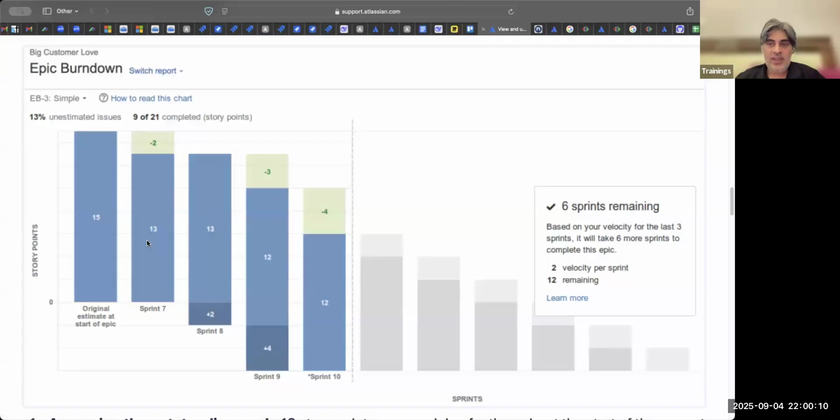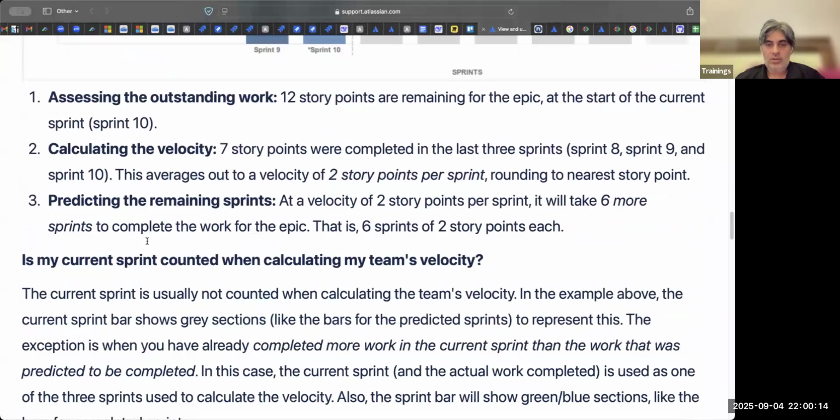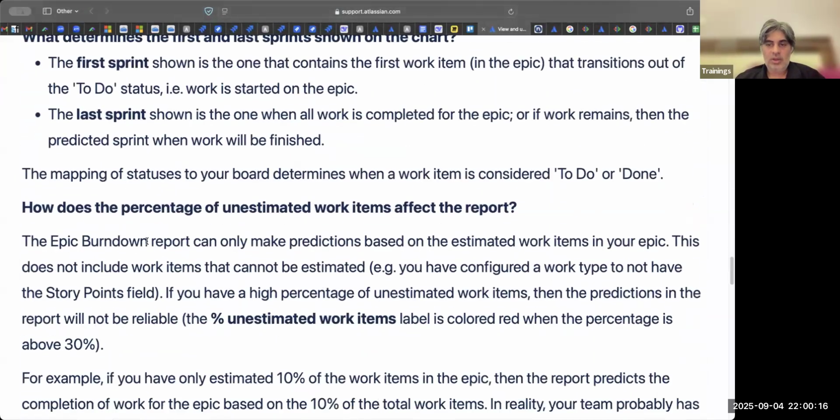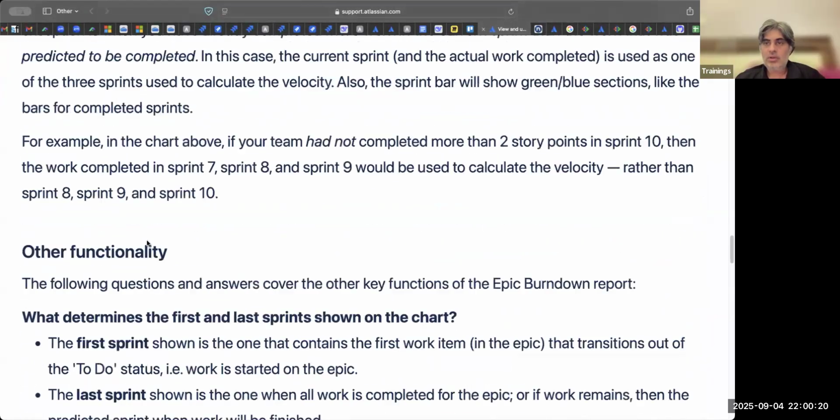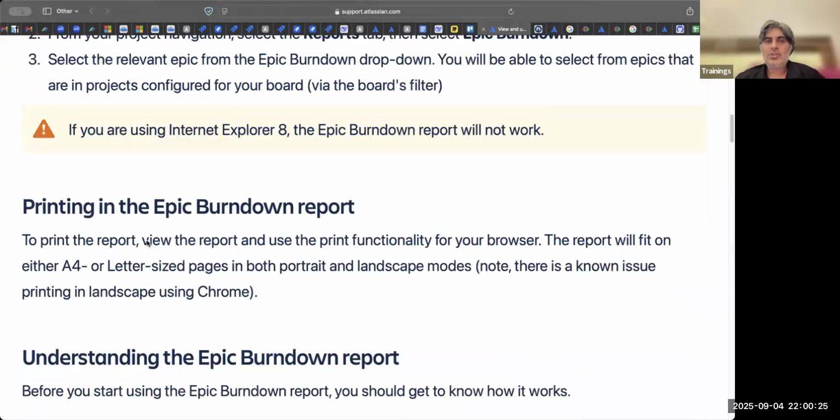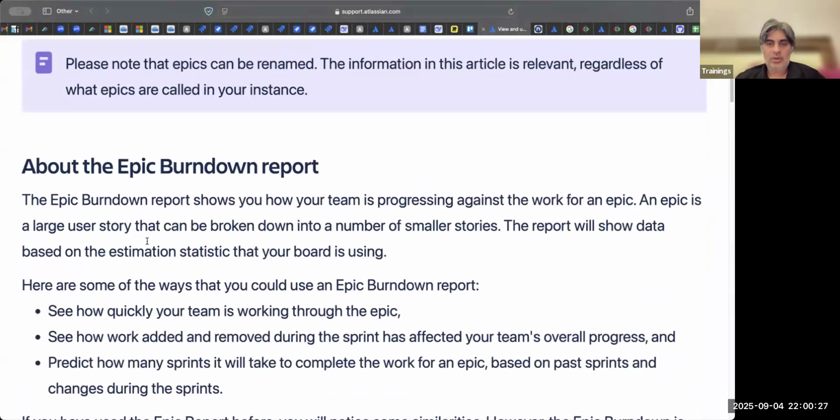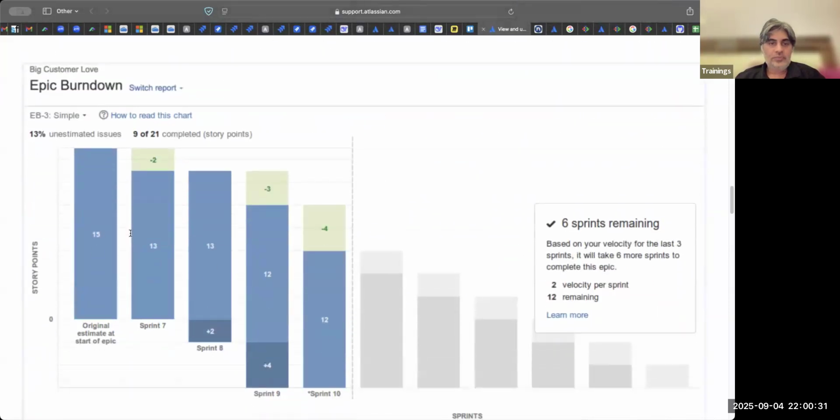In sprint 7, and you can see this color coding also. Is it showing you that color coding? Okay, maybe it's not. This is Jira. What a crap website they have made. Anyways, okay.